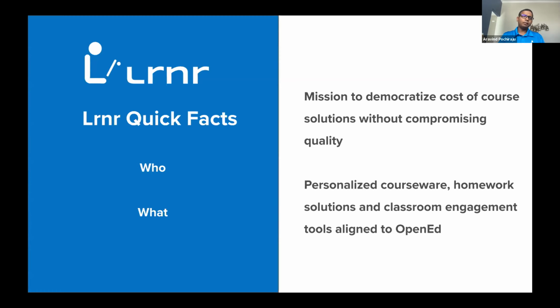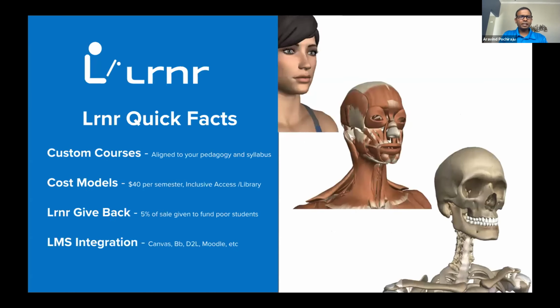In terms of what we do, we have an adaptive learning platform, and we build personalized courseware, homework solutions, and classroom engagement tools that align exclusively to Open Ed. That doesn't mean we don't align to other publisher textbooks, but our mission has given us a pathway: Open Ed is where everybody is going, and that's where it gives us the most price flexibility to align the price to the market.